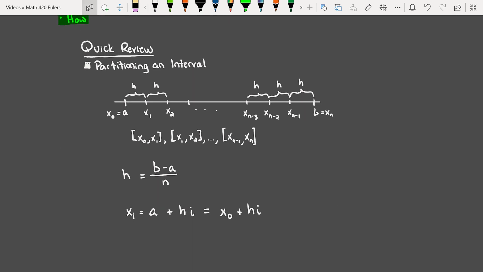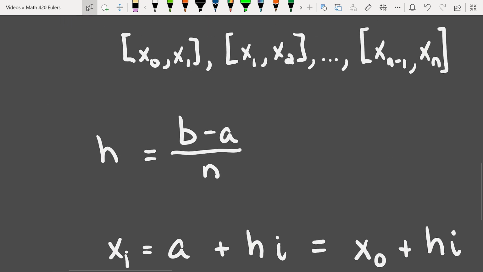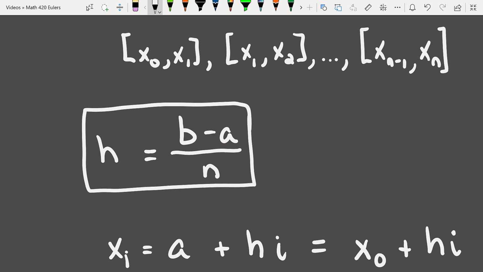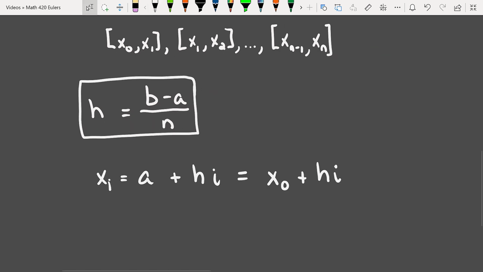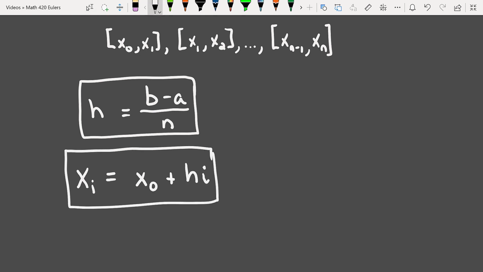All right, that quick review of partitioning an interval into n equally spaced sub-intervals is the first part of getting used to numerical techniques for finding or approximating solutions to differential equations, believe it or not. The formulas we'll be adhering to quite a bit are this formula right here, h is equal to (b minus a) over n, and the second formula, x sub i is equal to x naught plus h i.